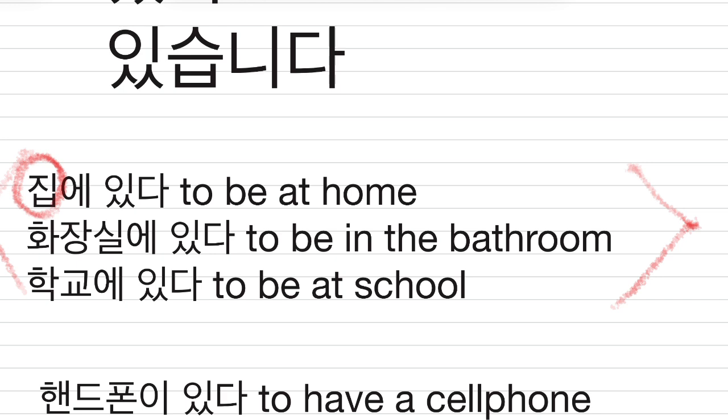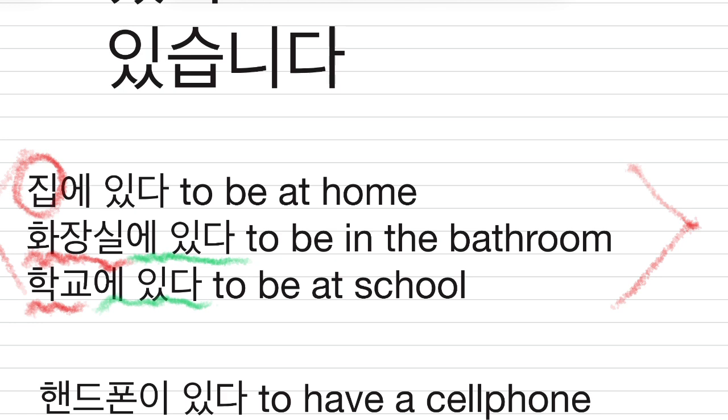And then 화장실, which is a bathroom. So 화장실에 있다 means to be in the bathroom. So it's like it is in the bathroom. And then 학교 means school. 학교에 있다, to be at school, which is like we are at school, I'm at school, something like that.